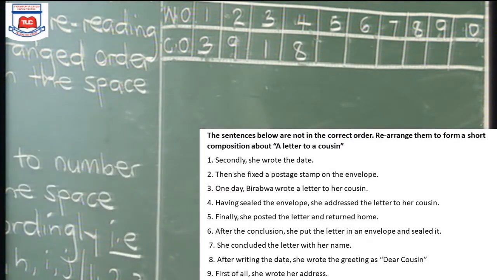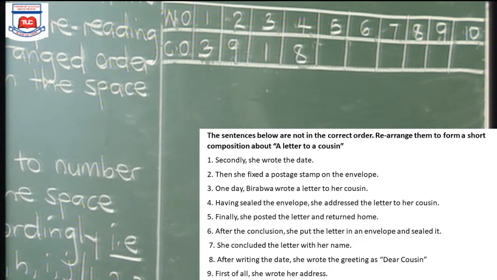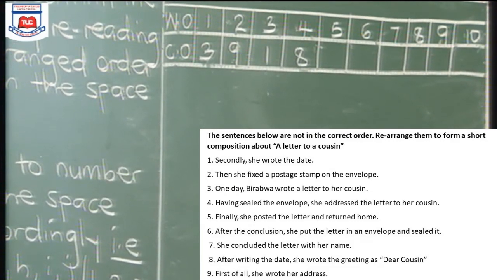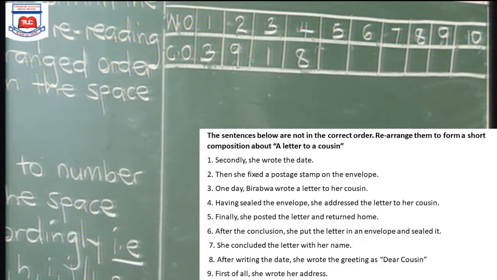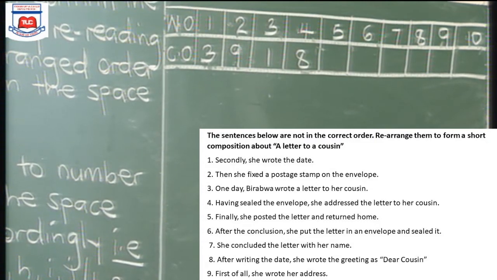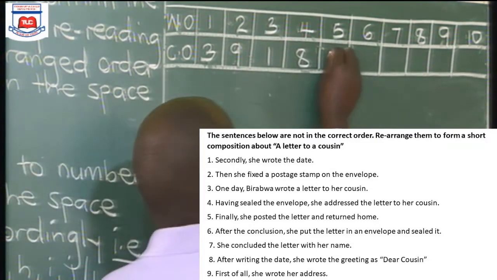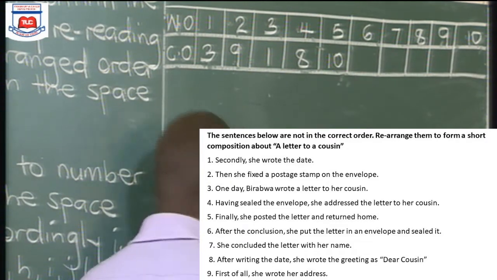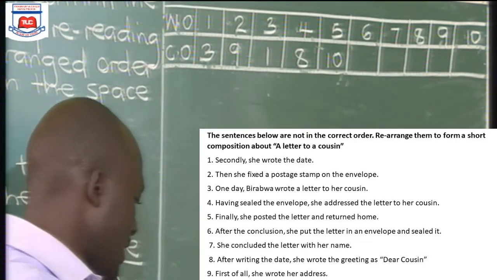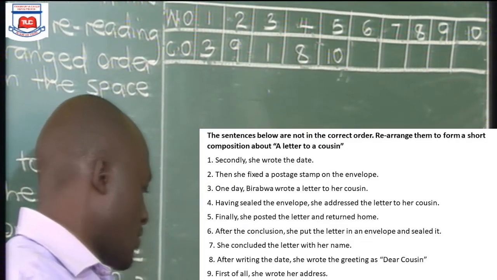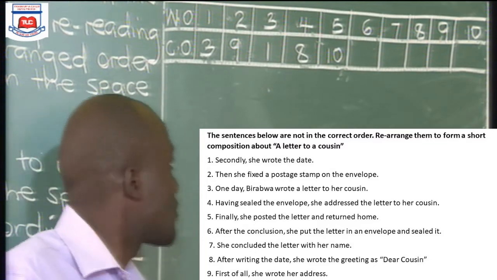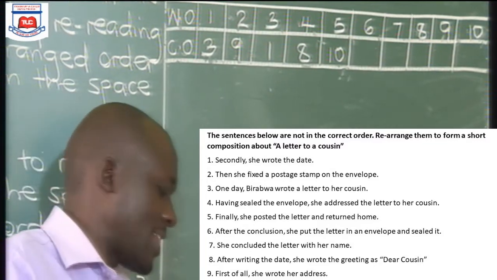She wrote the greetings as dear cousin. After writing the greetings as dear cousin, our number 5 is number 10. What does it say? After writing the date, she wrote the greetings as dear cousin. That was our number 4. Our number 5 is number 10.